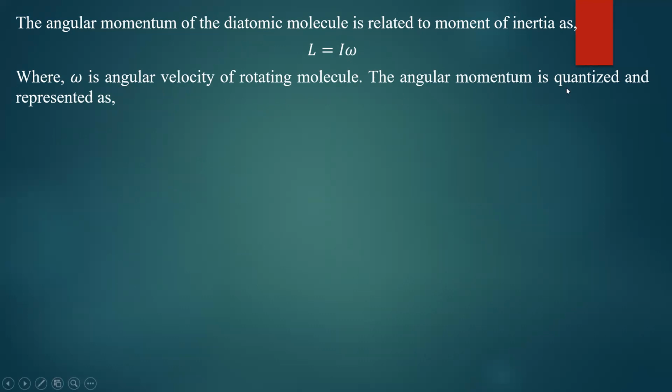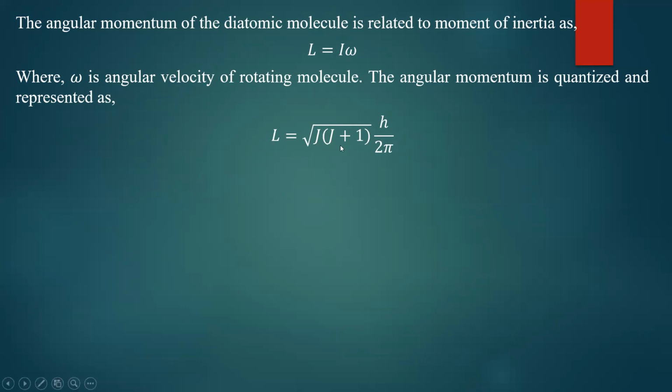Now the angular momentum is quantized. It is not continuous, it is discrete and quantized. And according to quantum mechanics, this angular momentum L can be written as square root of j into j plus 1 into h by 2 pi. So basically, the angular momentum of the molecule is an integral multiple of h by 2 pi, where h is Planck's constant. That is in accordance with quantum mechanics.